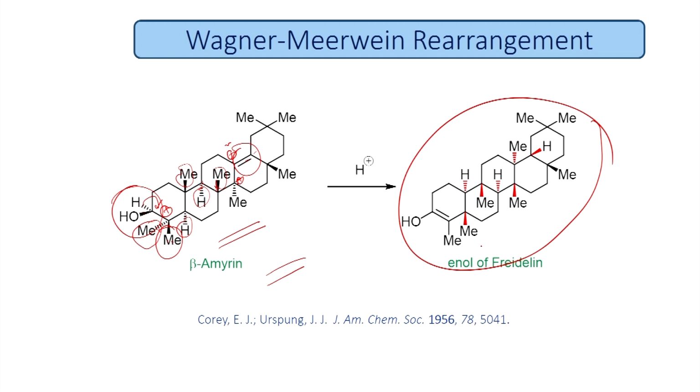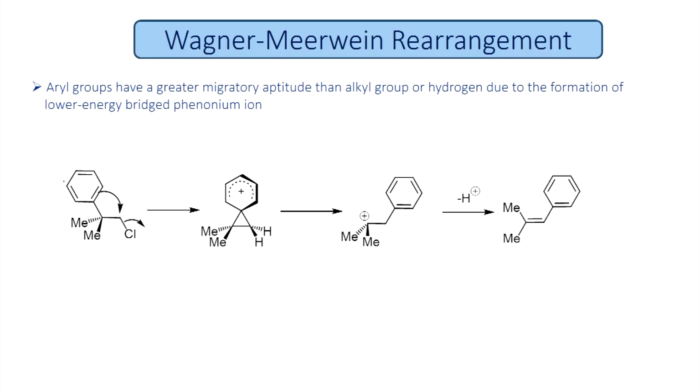So far we have seen the migration of mostly alkyl groups. Now, let us look at the migration of aryl systems. Now, let us look at this alkyl halide, where you have the phenyl substituent. When you react with Lewis acid, as we have just seen, for example, when you react with silver plus, you can form a carbocation. In this case, you form a phenonium ion.